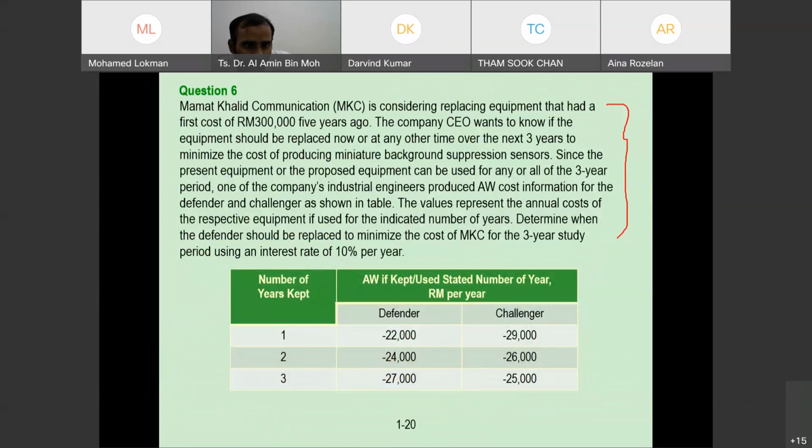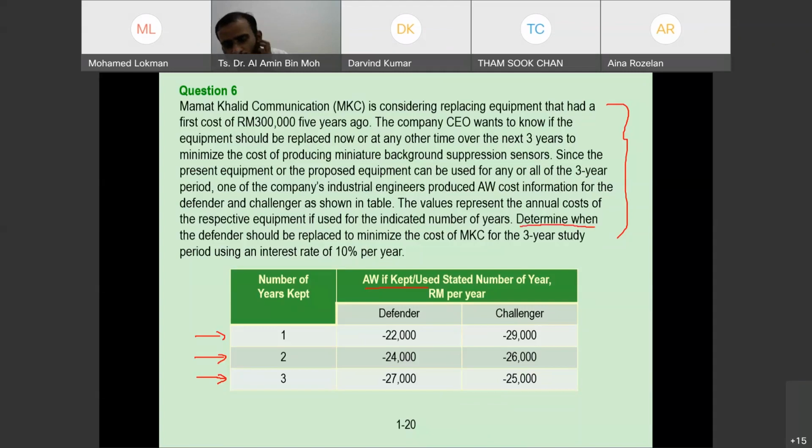Okay, and they give the AW if kept or used for a stated number of years. So if you keep for 1 year, this is the information. If you keep for 2 years, this is the information. If you keep for year 3, the defender keep, the challenger, you change it during year 1. So this is going to be the information. Okay, so they ask you to determine when.